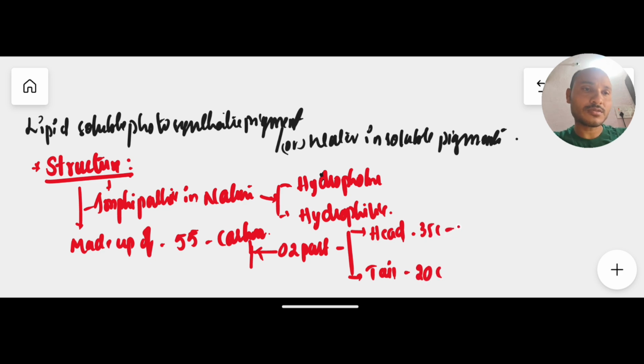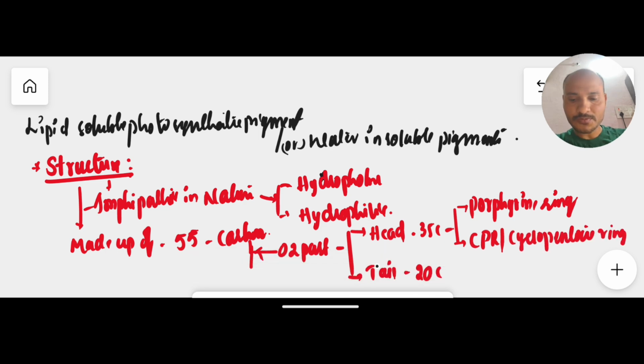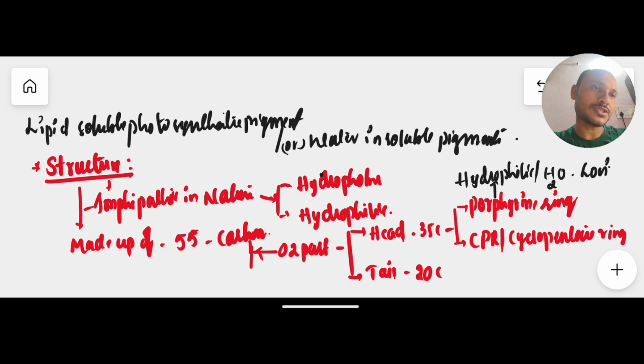The head part has two components. They are the porphyrin ring, and also the cyclopentanone ring, the CP ring. Here, this porphyrin ring is hydrophilic in nature. Hydrophilic means water loving nature, meaning it allows water. This porphyrin ring is cyclic and is a tetrapyrrole ring. So here there are 4 pyrrole rings present. The main importance of this porphyrin ring is that it helps to absorb light.